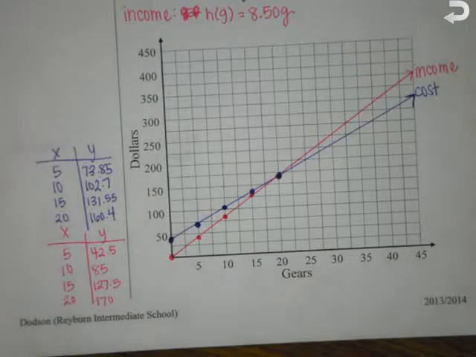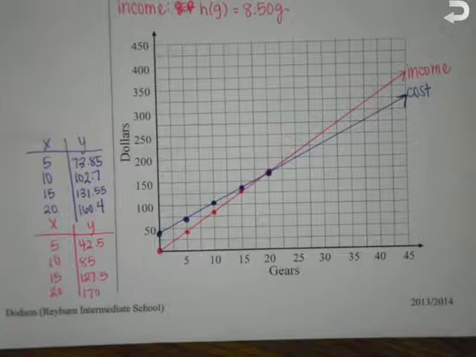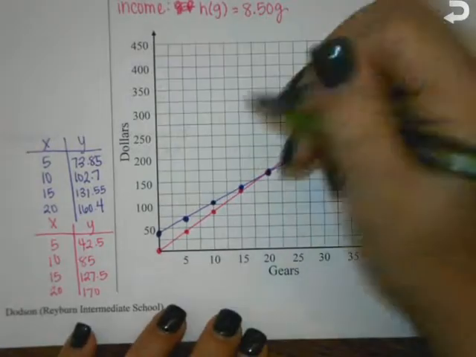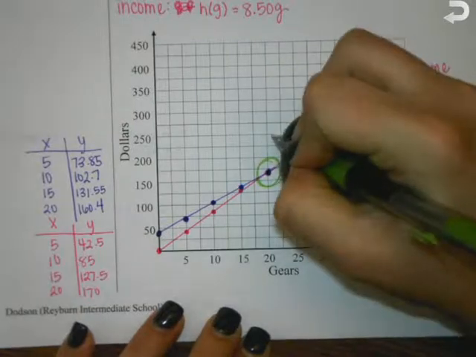Okay, guys. So what is the break-even point? At how many gears do they make the same as they spent? 20. Or it looks like according to this graph it's about 20, right? So let's circle it for me and label it break-even point.